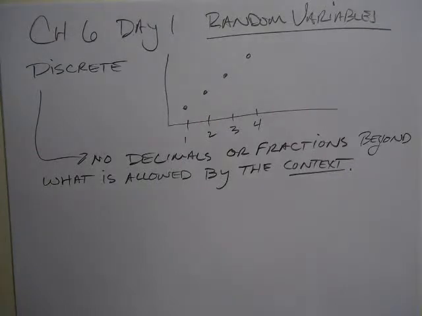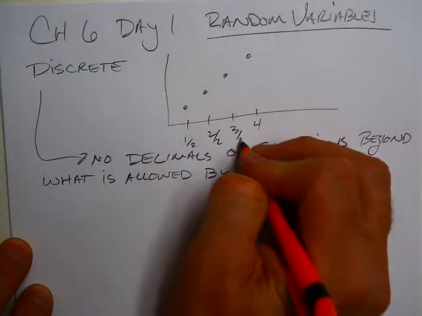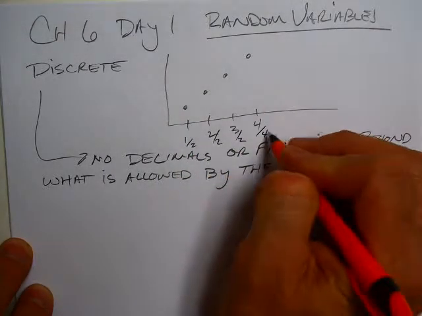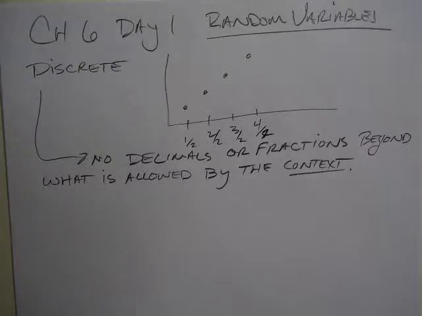If the context was talking about halves, for example, then this could be 1/2, and this could be 2 halves, and 3 halves, and 4 halves. The context could allow for that, but then you couldn't do a quarter, right? Does that make sense? You can't split it up more than what is allowed in the context.